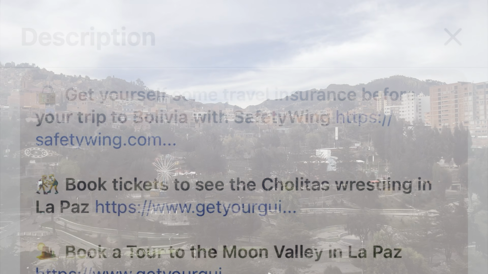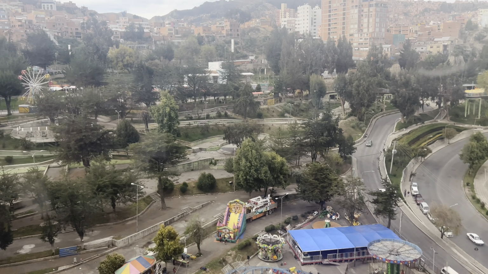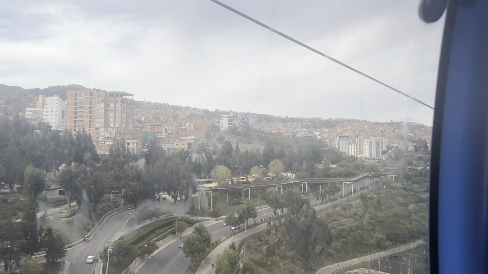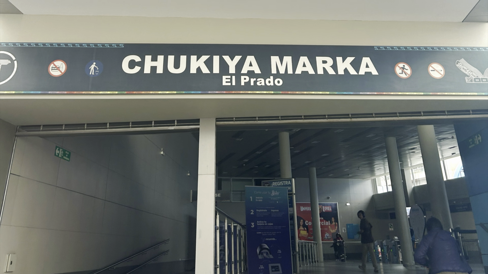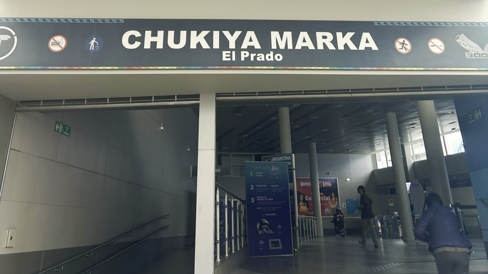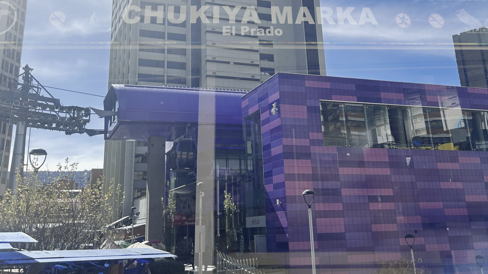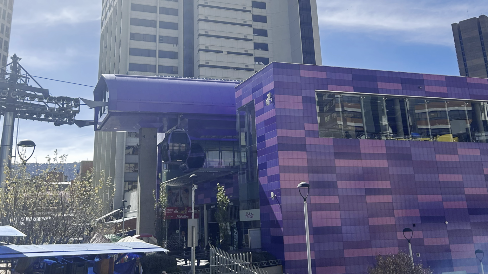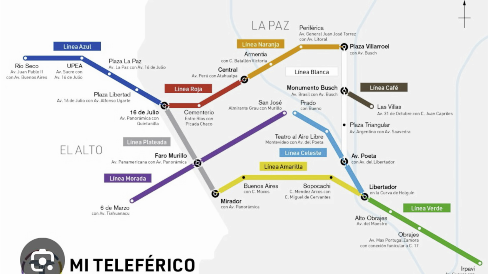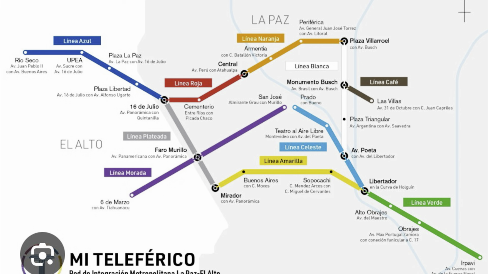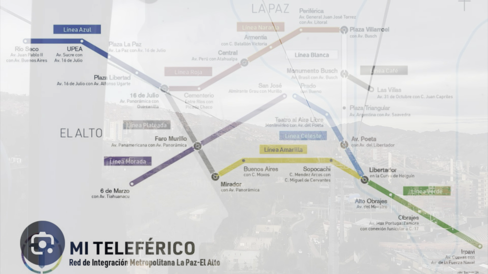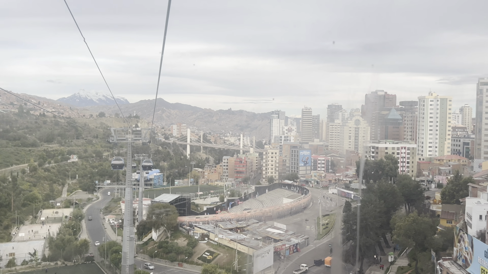Now, in terms of how you do use the Teleferico system, it is relatively simple. So what you want to do is head down to one of the Teleferico stations. Inside the station, there will be a ticket office with a person or people working there. You go to the ticket office, you tell the worker which destination you want to go to, and then you pay for your ticket in cash in Bolivianos. They do not accept bank card at the time I record this video.